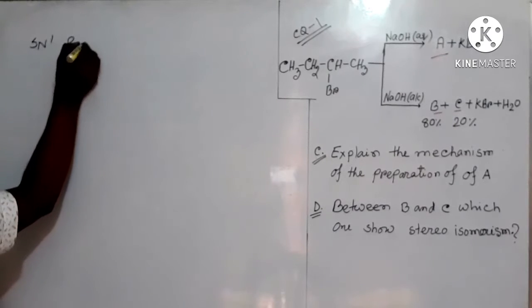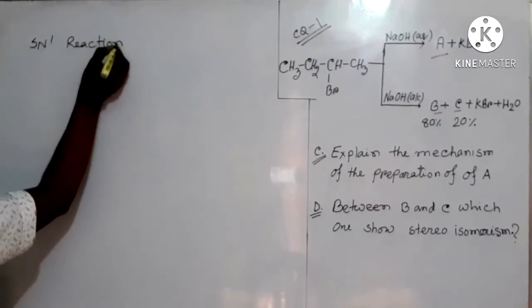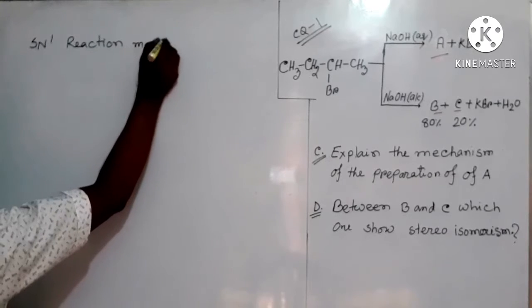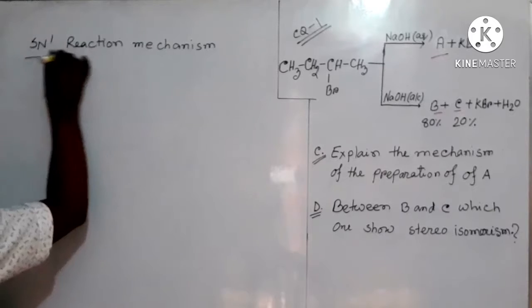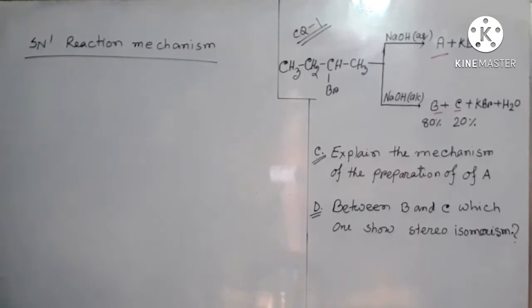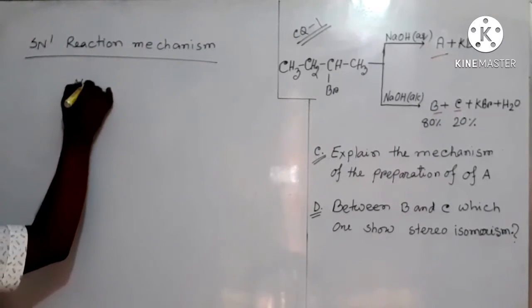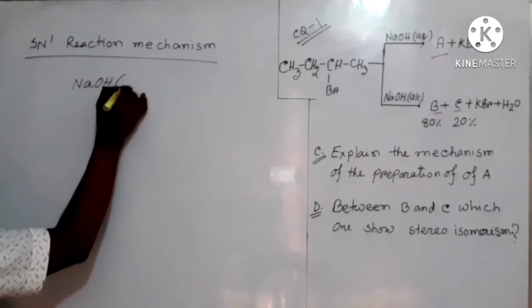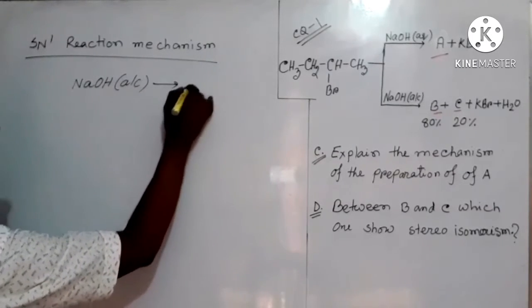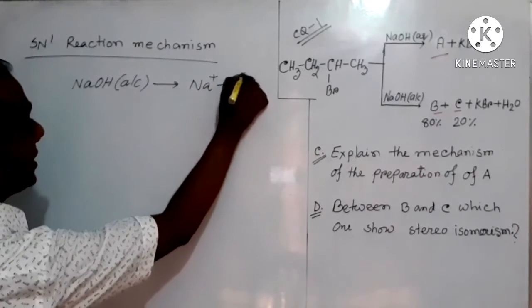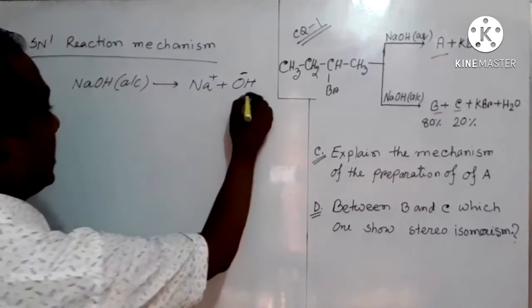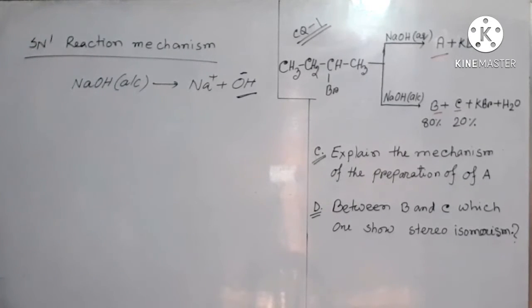SN1 reaction mechanism. At first, we produce the nucleophile from alcoholic sodium hydroxide. It produces sodium ion plus hydroxyl ion, OH minus. And in this reaction, this is the nucleophile.